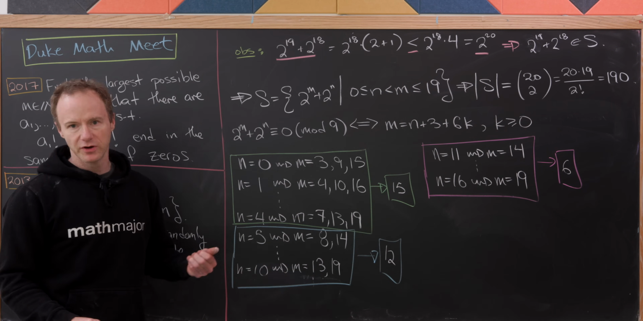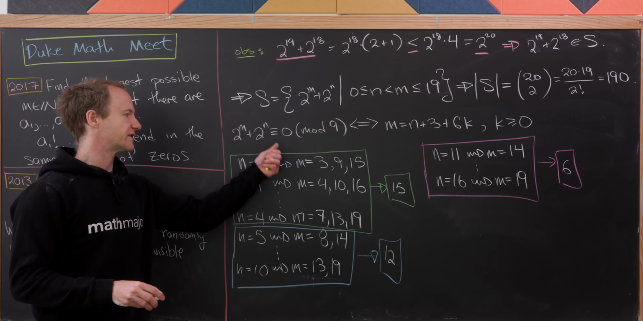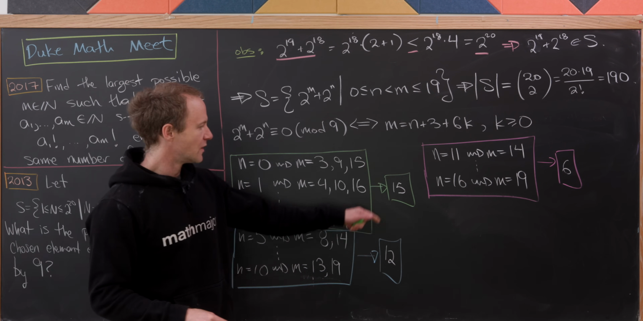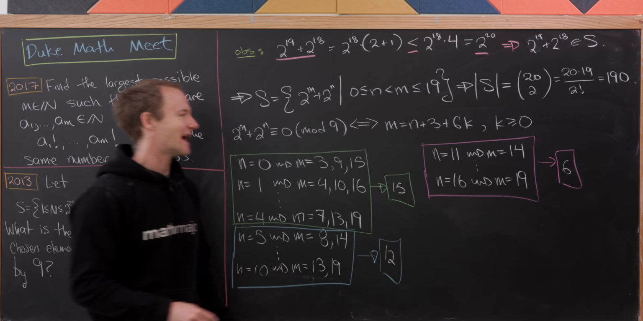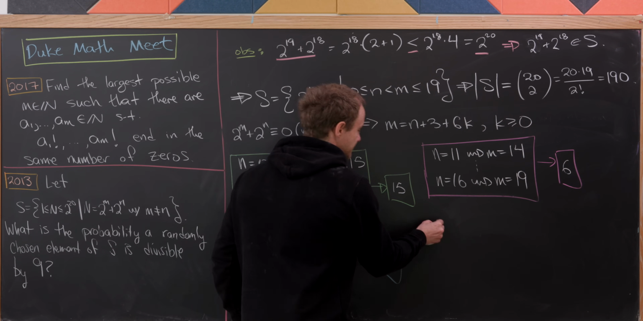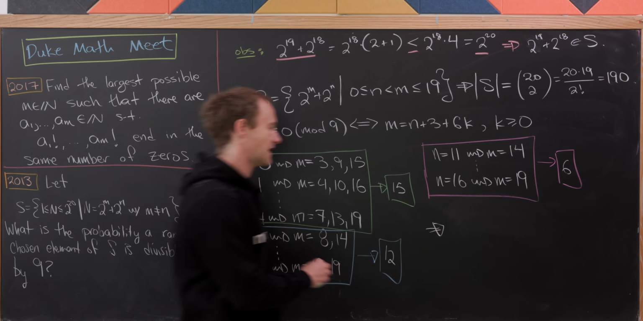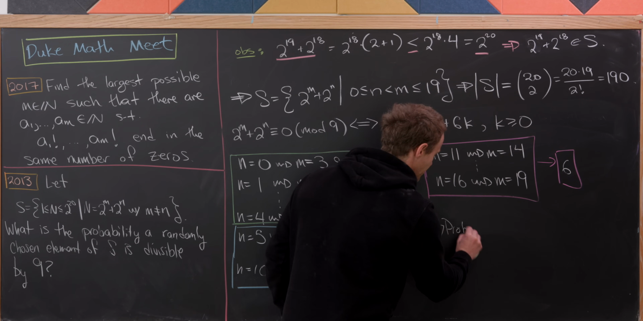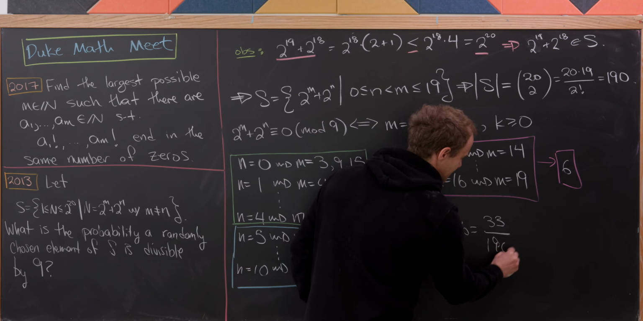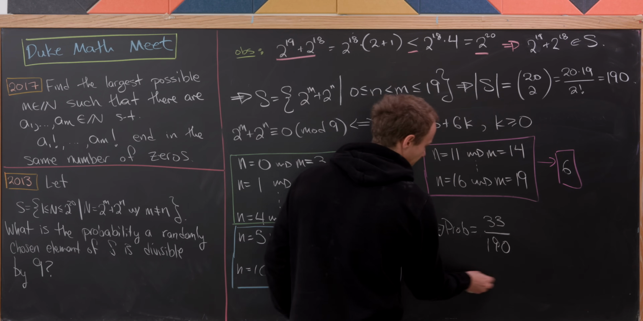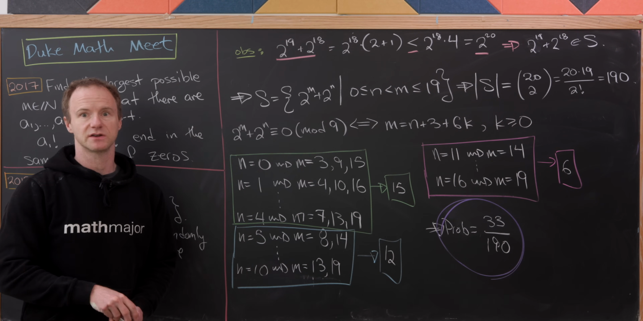Okay, so now putting this together, how many possible pairs of m and n will give us divisibility by 9? Well, we have 15 plus 12 plus 6, that's 33. So that means 33 elements of S are divisible by 9. That means our probability is 33 divided by the number of elements in S, which was 190, making that our final answer. And that's a good place to stop.